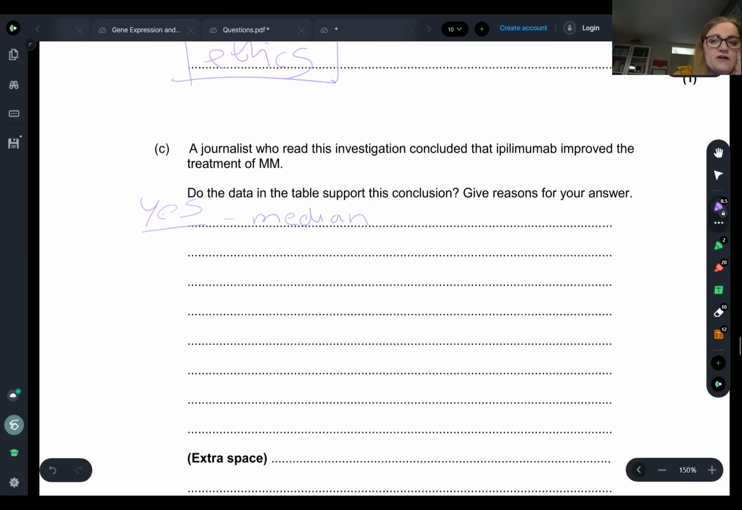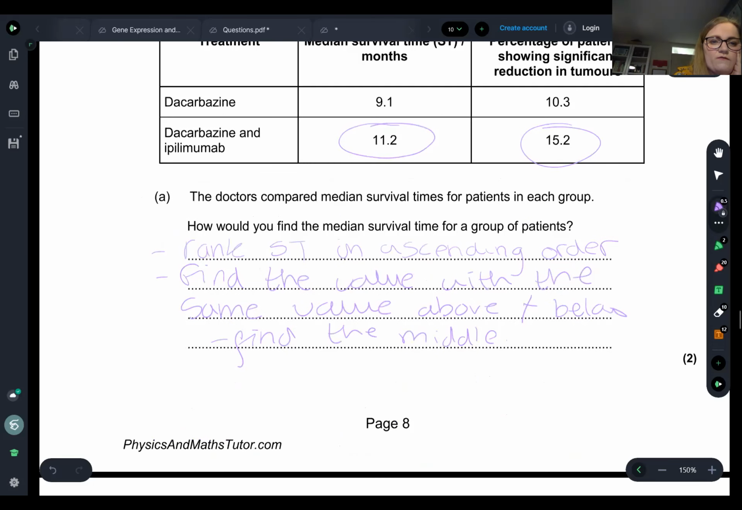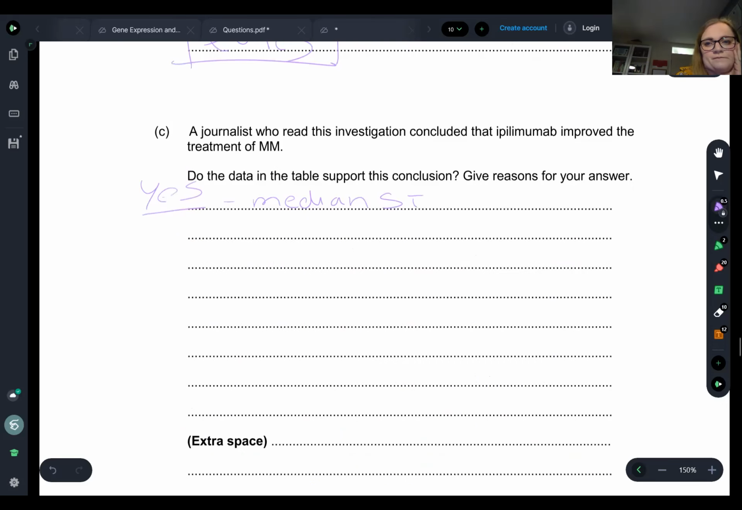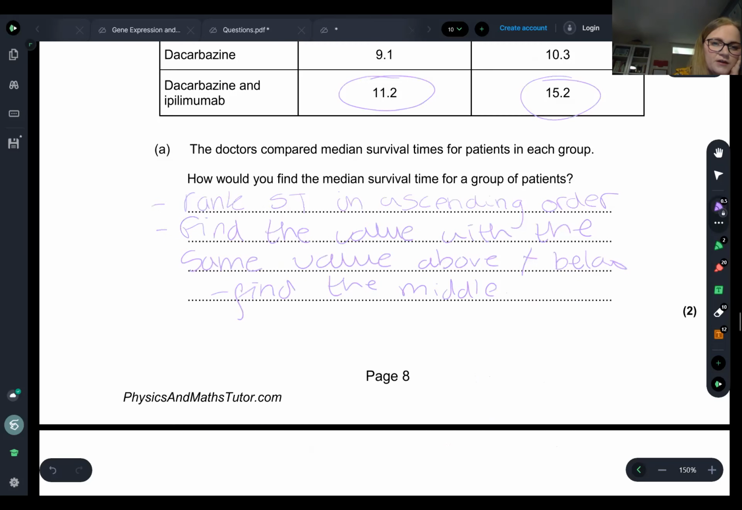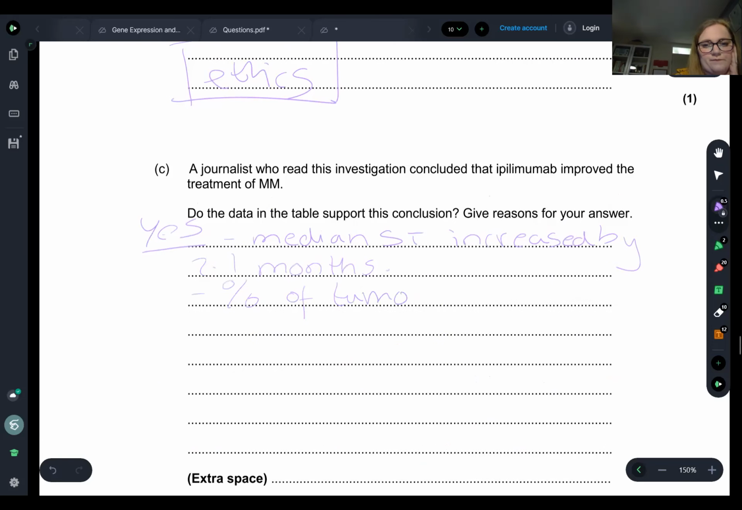So median survival time. How much is it increased by? Median survival time is increased by 2.1 months. And then the percentage has changed from 10.3 to 15.2. Our percentage of tumour reduction patients increases.